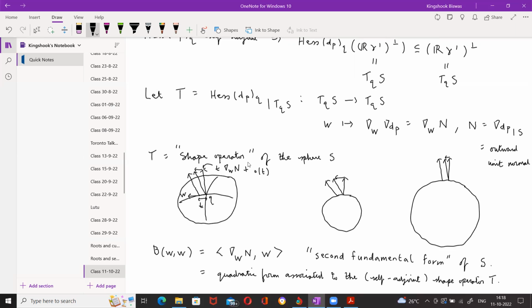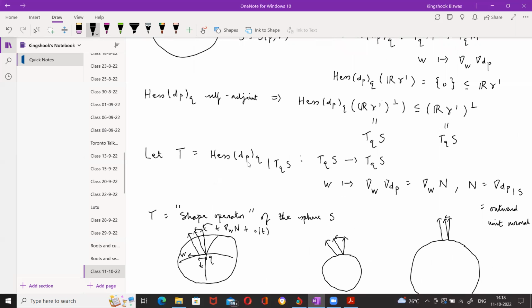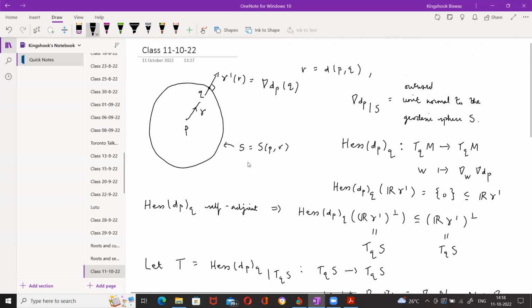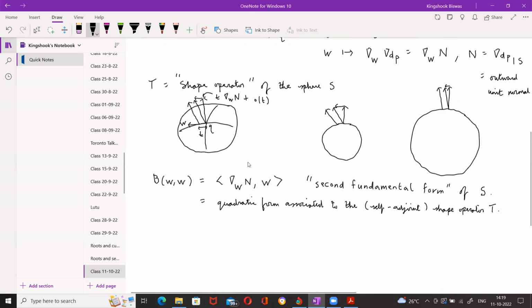Now, what we've done here for the sphere, so what is the Hessian? The Hessian is nothing but the Hessian of the distance function, or if I look at it as a quadratic form, it's nothing but the second fundamental form of the sphere. And as a linear map, it's just the shape operator of the sphere. The Hessian of the distance function is just the shape operator of the sphere.